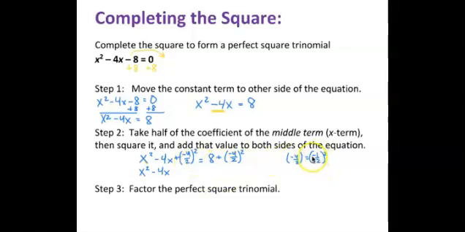That should be negative, negative 2 squared. Negative 4 divided by 2 is negative 2. And then when I square that, negative 2 times negative 2 is 4. So really what I'm doing is I'm adding 4. And then remember what I do to one side, I have to do to the other side. Clean that up. So now I've got x squared minus 4x plus 4 equals 12.